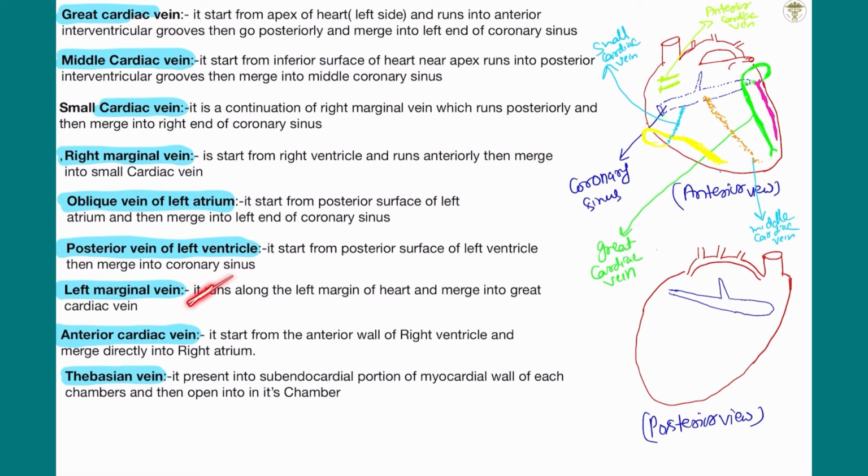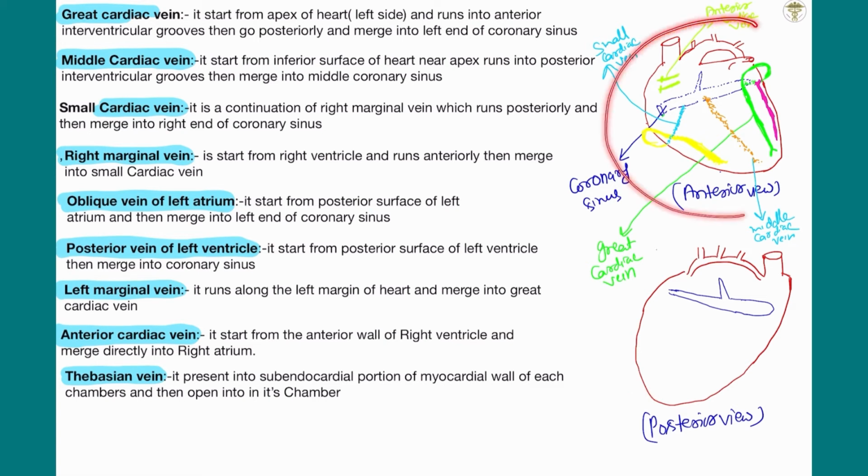The left marginal vein is present in the anterior portion, and the anterior cardiac vein is also present in the anterior portion. The oblique vein of the left atrium and the posterior vein of the left ventricle are both present in the posterior portion, so here they are not visible. I will make this into the posterior view.